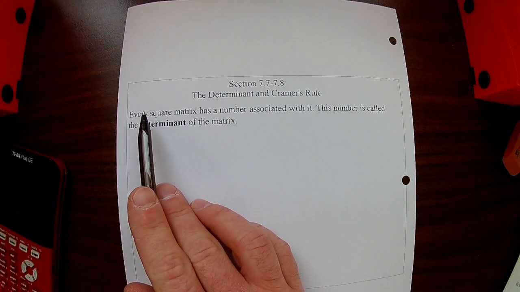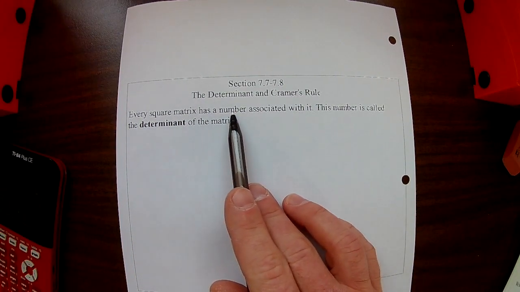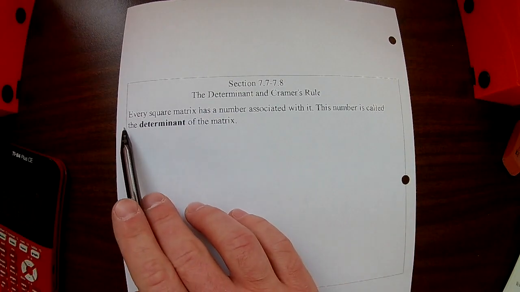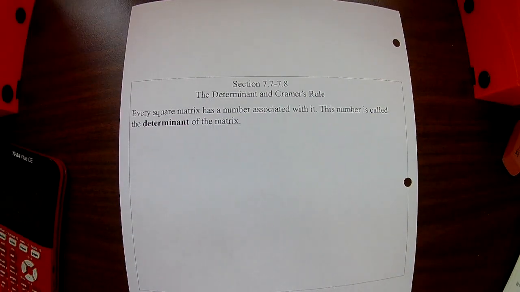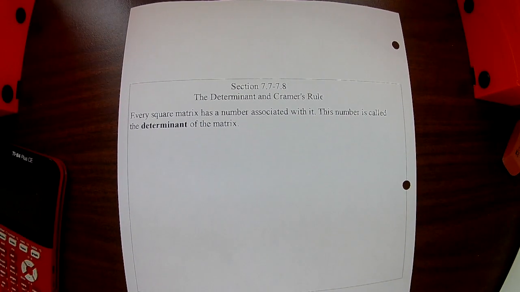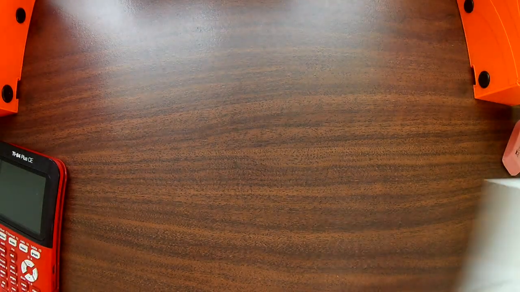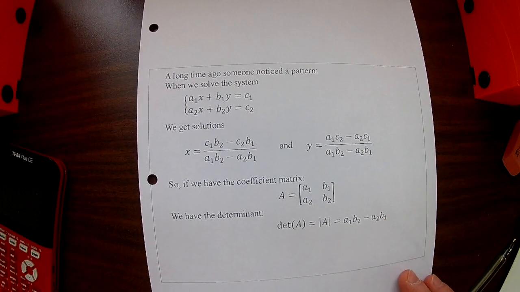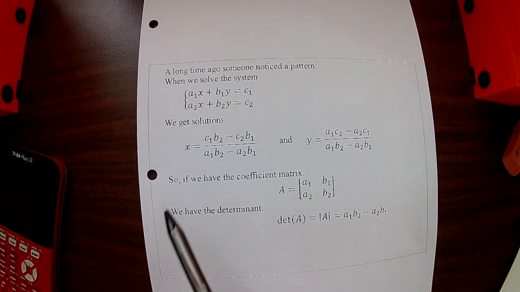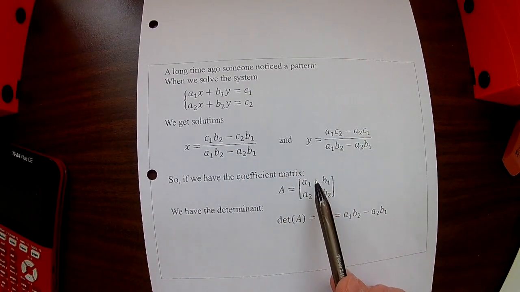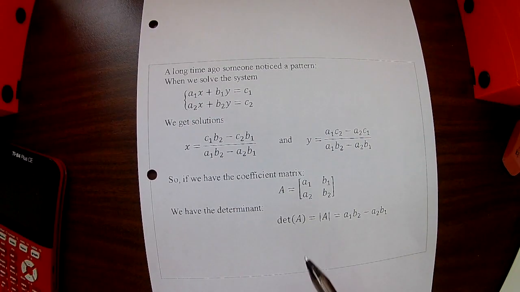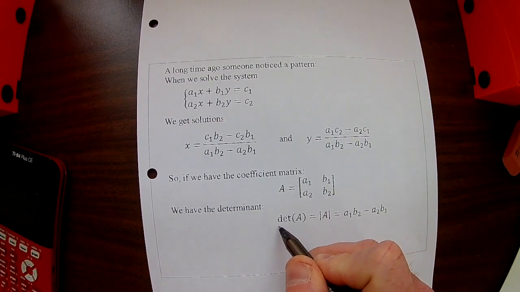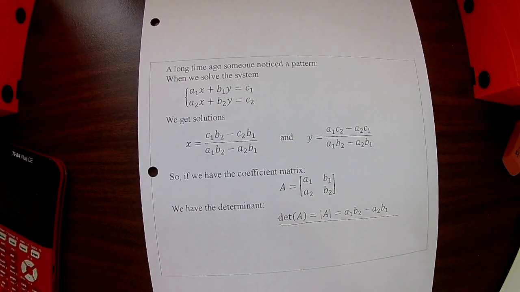So something you have to know is every square matrix has a number associated with it. This number is called the determinant of the matrix. It is just a number that describes something about the matrix. We can actually do a whole bunch of stuff with it. You can see right here, solving a system of equations. We can get these solutions right here. Really, that's not the important part. The important part here is determinant.